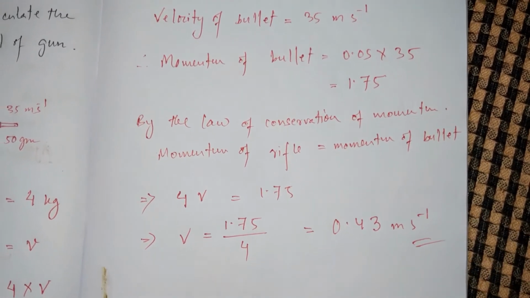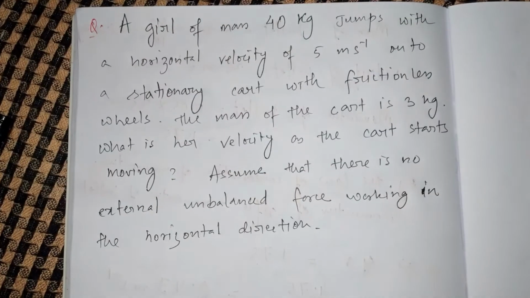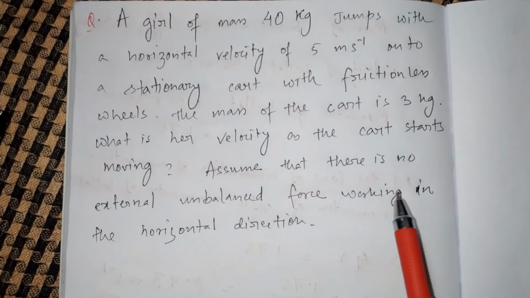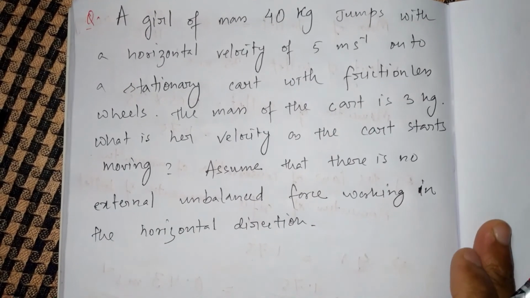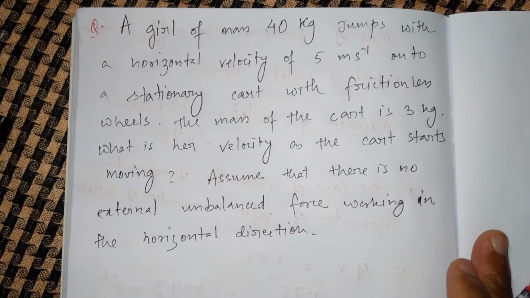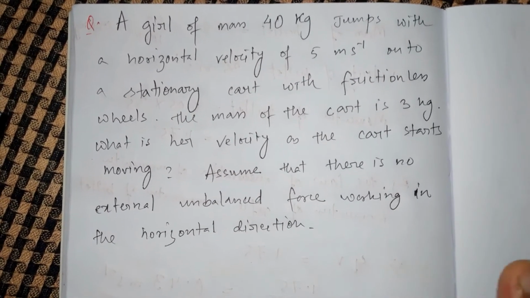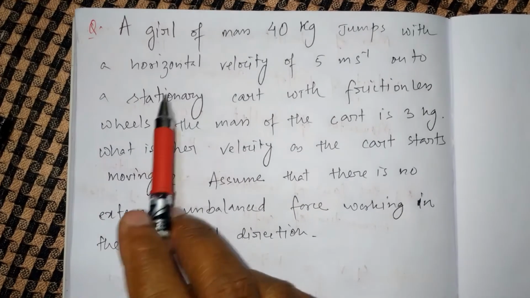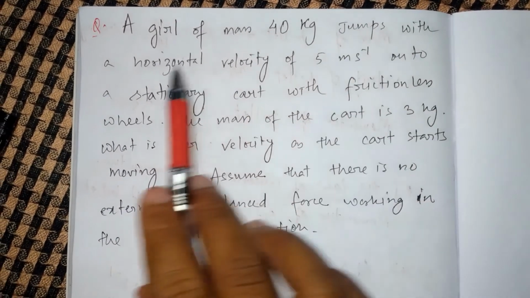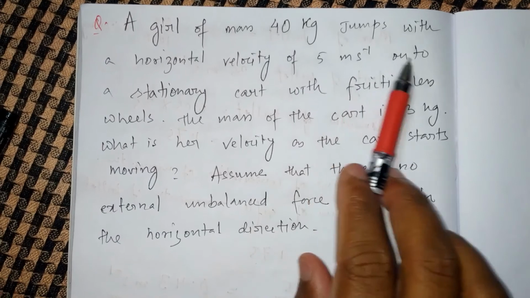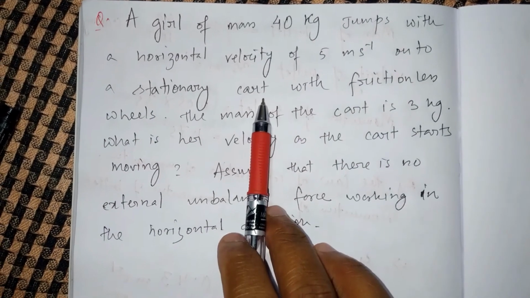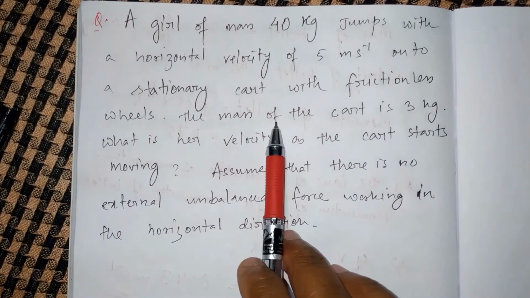Let's see the next question, students. So here is the next question, and this will be the last question that we will discuss here. So this will be the ending of this chapter basically. So let's see the question. The question is, a girl of mass 40 kg jumps with a horizontal velocity of 5 meter per second onto a stationary cart with frictionless wheels. The mass of cart is 3 kg.